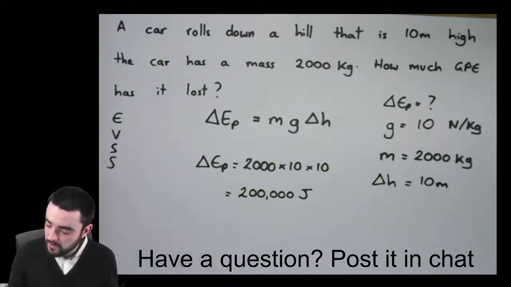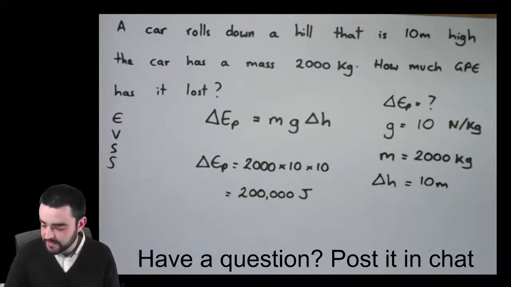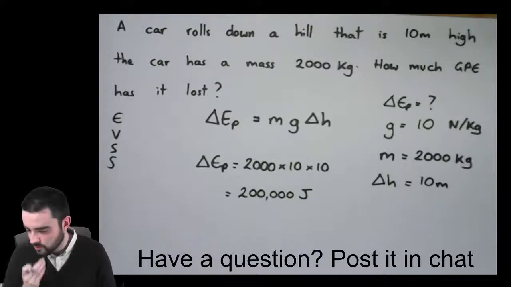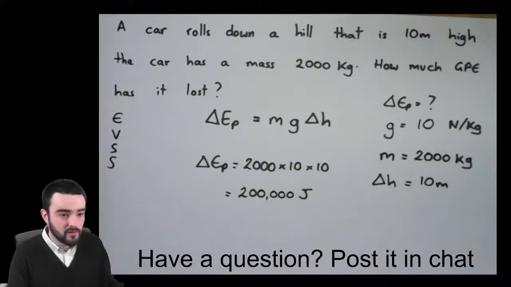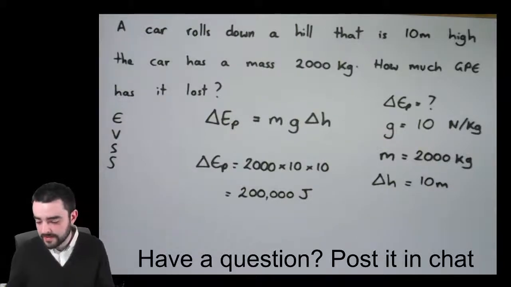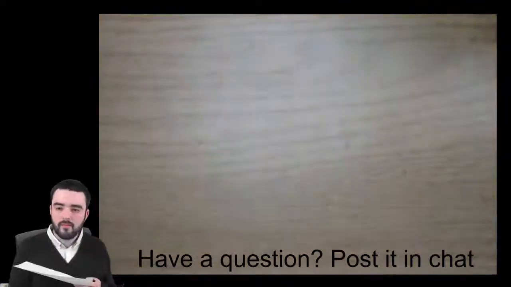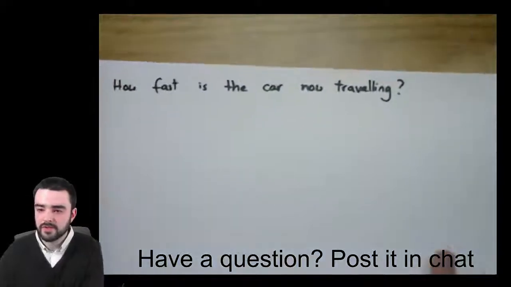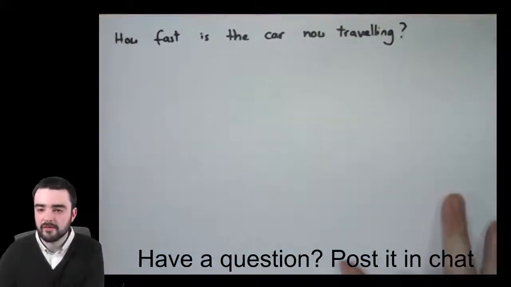Fantastic. So a car rolls down a hill that's 10 meters high. The car has a mass of 2,000 kilograms. How much gravitational potential energy has it lost? That's how much it's lost. Right, so that was part 1. So thinking, yeah, great, I've got a simple equation, I can apply it. But now we get on to the sort of level 8, level 9 type of question.